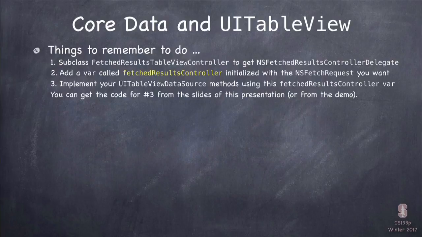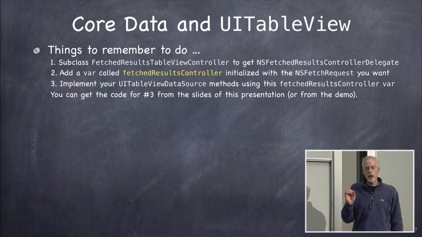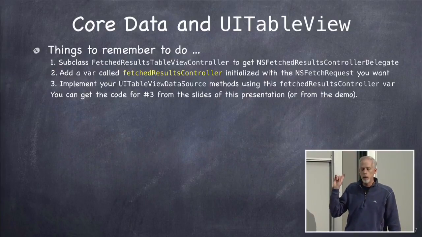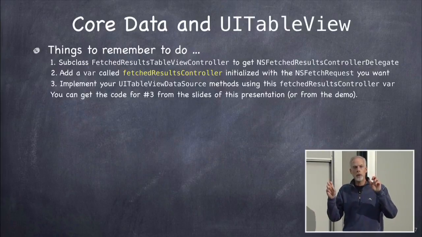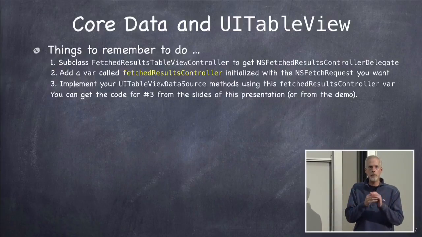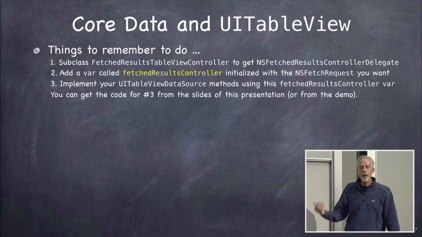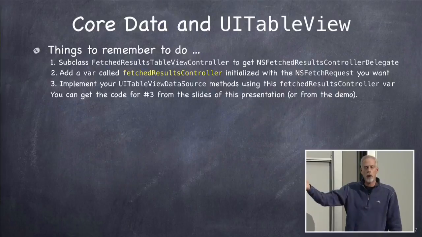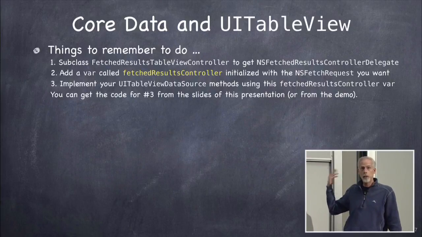Okay, so when you're using Core Data and UITableView, the things to remember are you're going to subclass FetchedResultsTableViewController, the thing I'm going to give you, so that you implement NSFetchedResultsControllerDelegate. You're going to add a var to your UITableViewController called fetchedResultsController, and you're going to set its value to be an NSFetchedResultsController with the fetch request that you want to populate your table. Then you're going to implement your UITableViewDataSource methods using fetchedResultsController var methods, just like I showed you on the slides. Character for character, you can use the exact same things that are on the slide. Okay, and then it's all going to magically work.